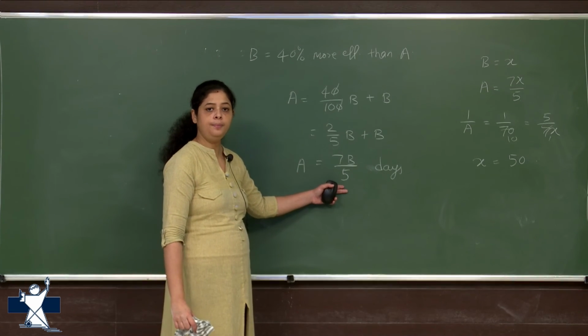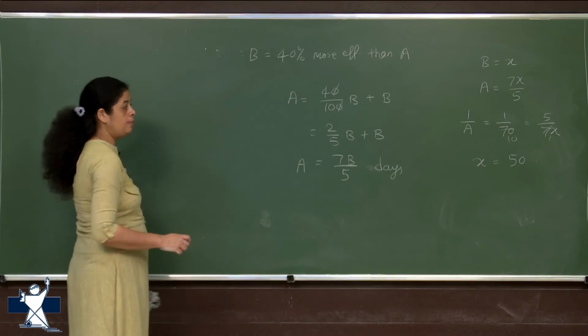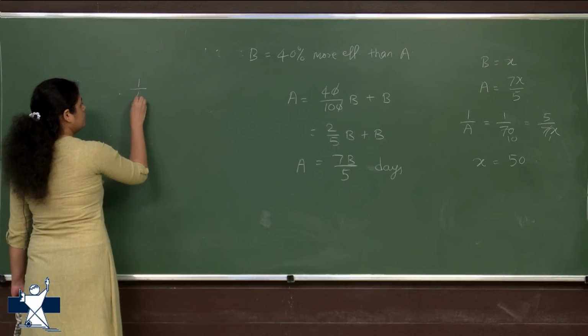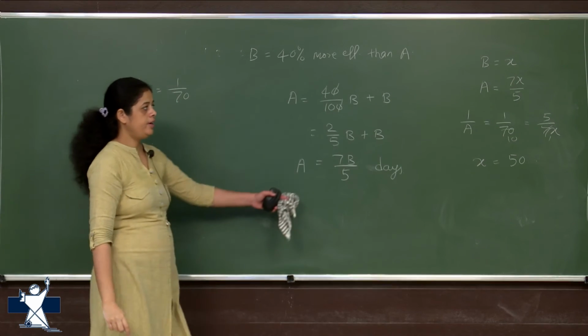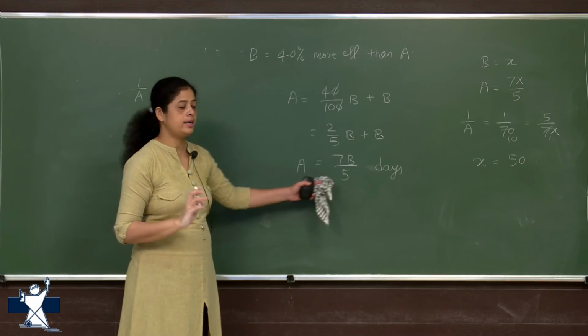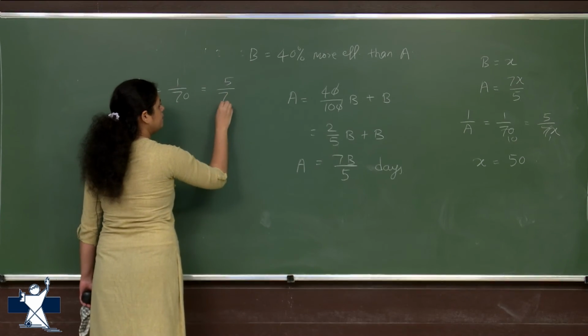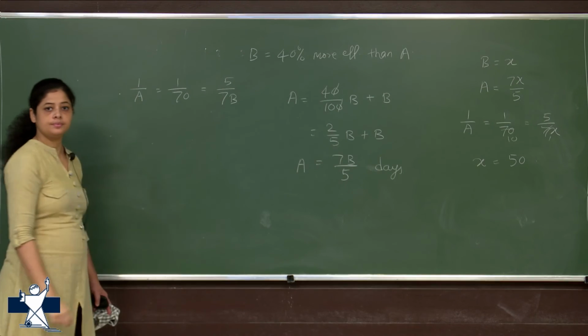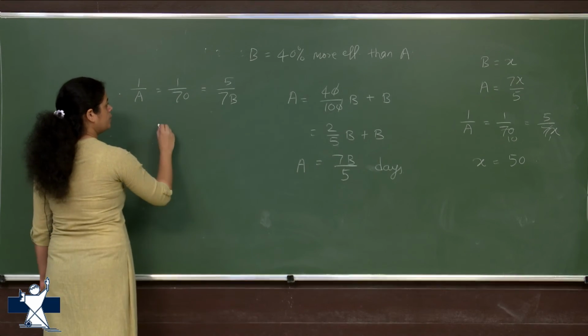यहाँ तक clear है सबका? Right? Yeah. Now A is taking 70 days to complete the work. 1 by A is 1/70. And we have got here 7b by 5 is the total number of days A is taking. So A का एक दिन का काम होगा 5/7b, right? So now just solve these equations.